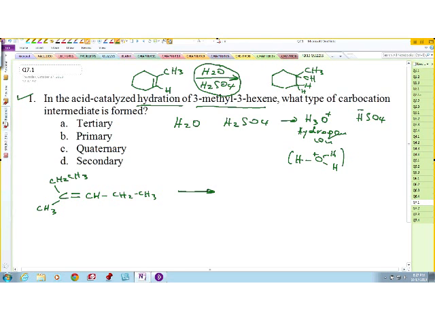Okay? So now, the first thing that happens, you have the pi electron here. Keep in mind, this is a Markovnikov addition. So where do you expect the hydrogen to go? Let me number this. 1, 2, 3, 4, 5, and 6. Which carbon do you expect the hydrogen to go? Carbon number 4. So this is a Markovnikov addition. Very good.